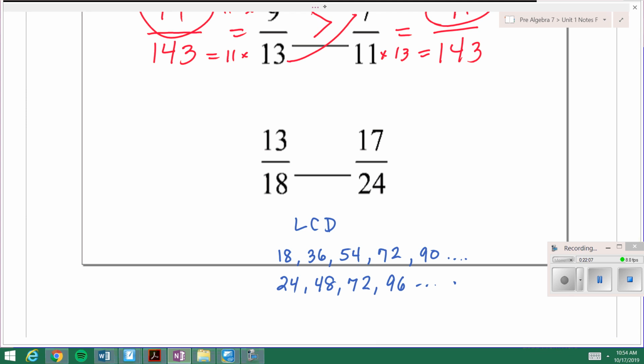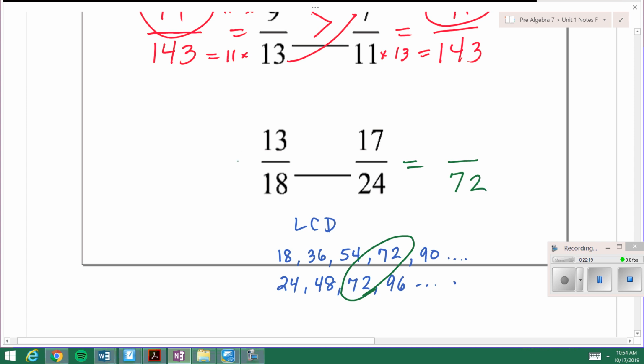My mental math is slow and struggling this morning. I apologize for that. Okay, but if you see, 72 is the first time that they have a common multiple. So 72 is a common multiple here, right? So 24 goes into 72 3 times, and 18 goes into 72 4 times.